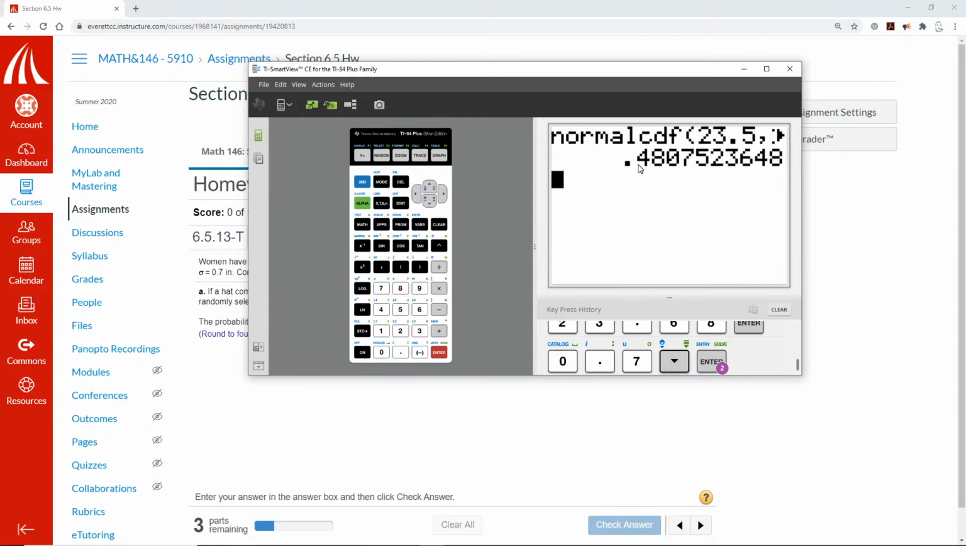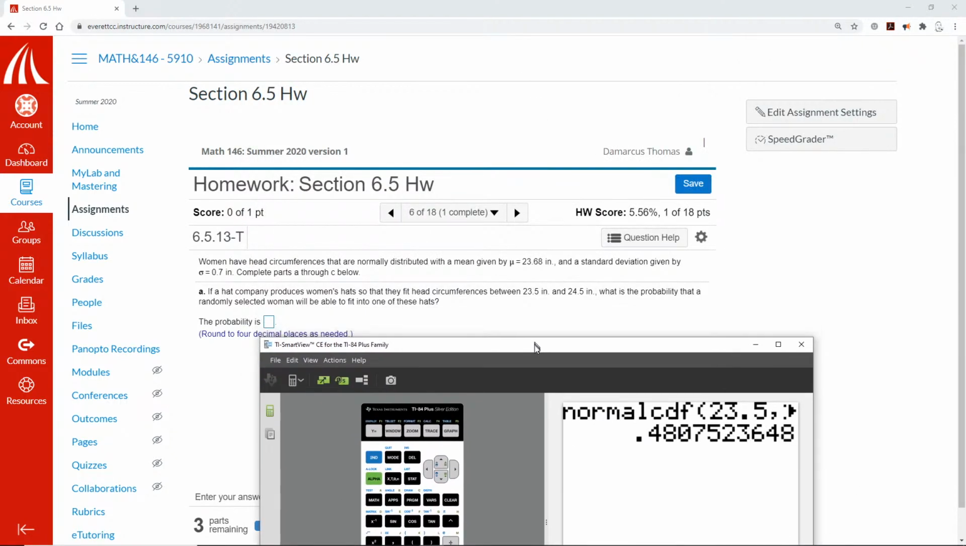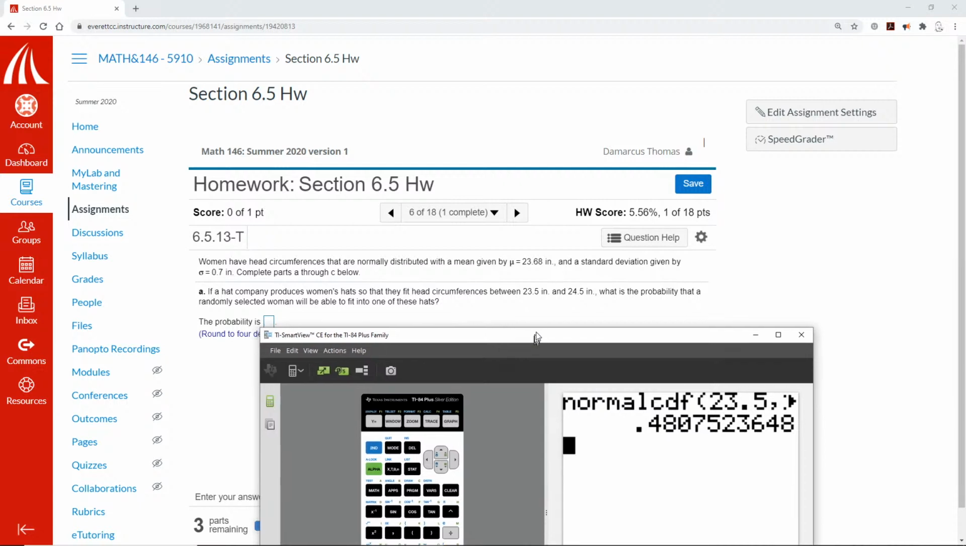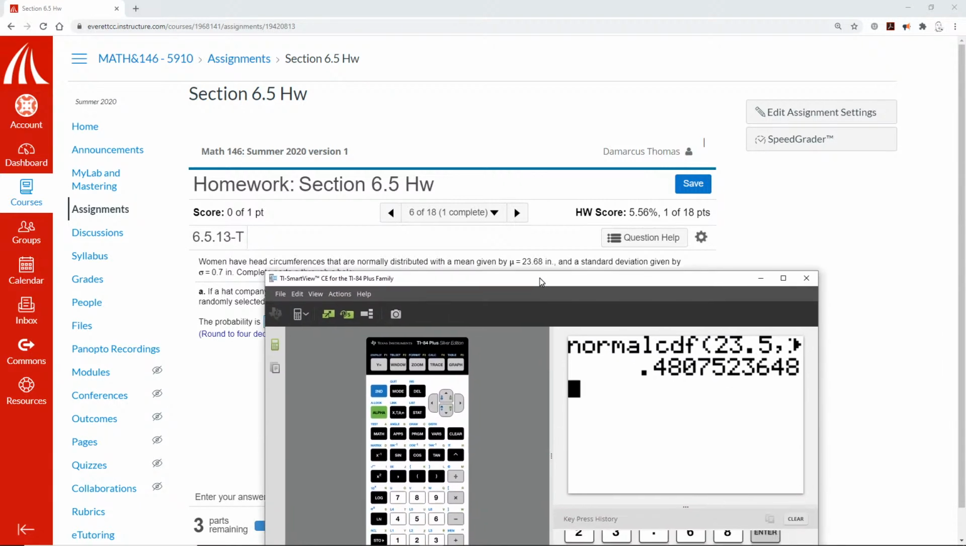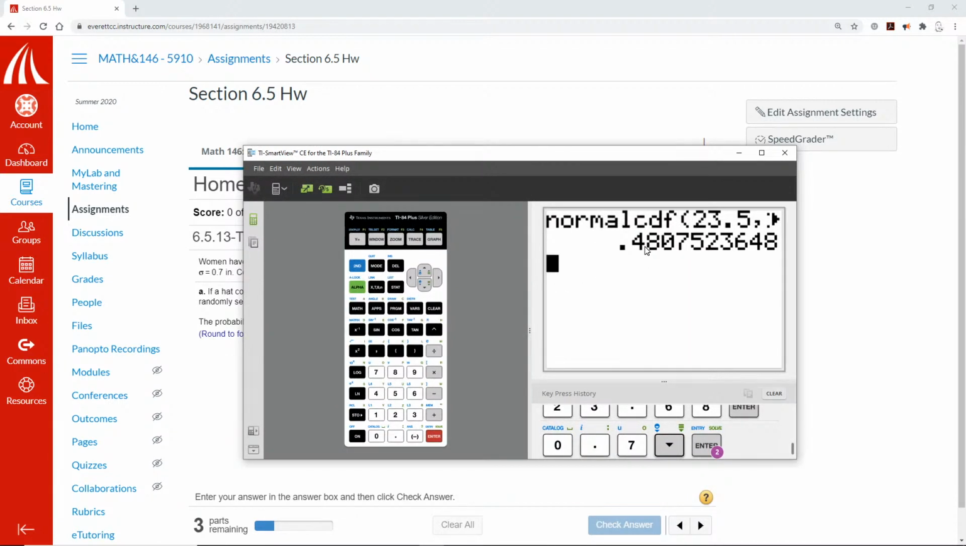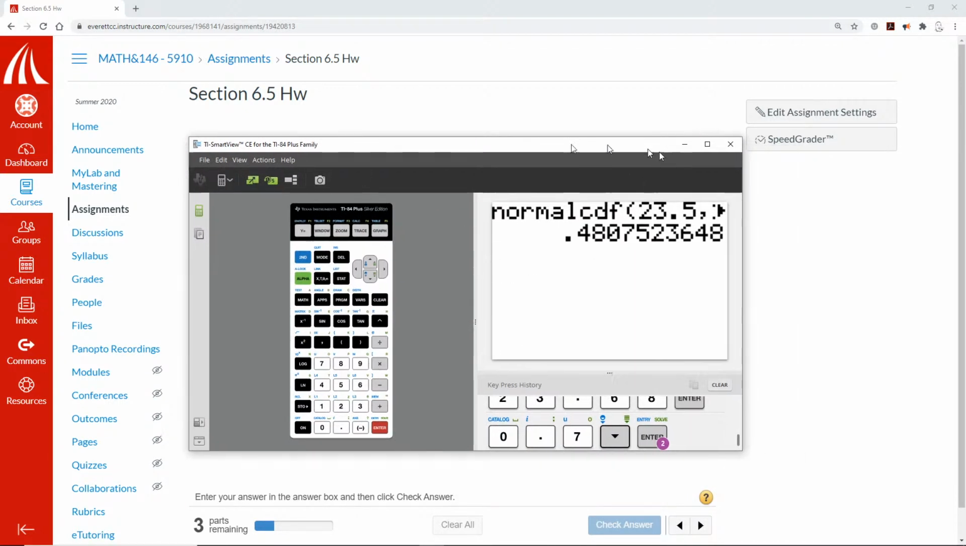And this is the proportion of women whose head circumference is between those lower bound and upper bound measurements. So the probability that if I randomly select a woman, and if I round this to 4 places, it's going to be 48.08.